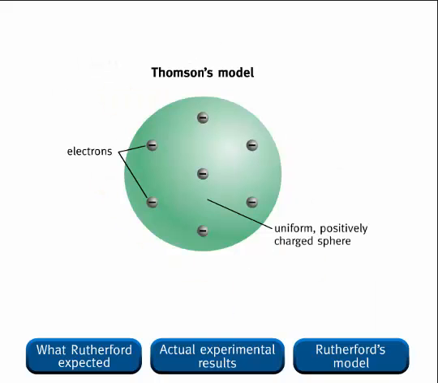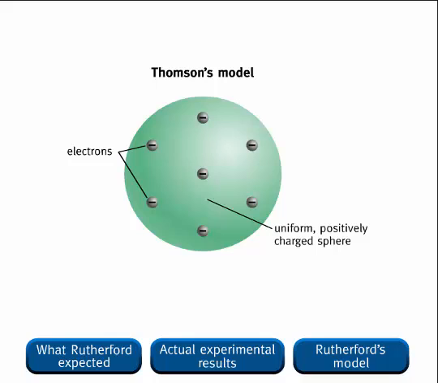In the early 1900s, J.J. Thomson proposed that an atom was a uniform sphere of positively charged matter in which electrons were embedded. This model is sometimes called the plum pudding model. Electrons are embedded in a sphere of positive matter, similar to raisins in plum pudding.